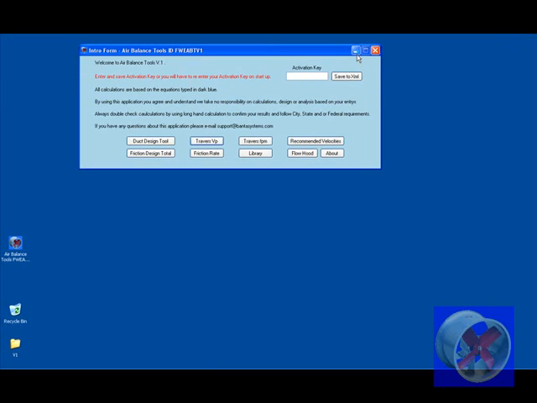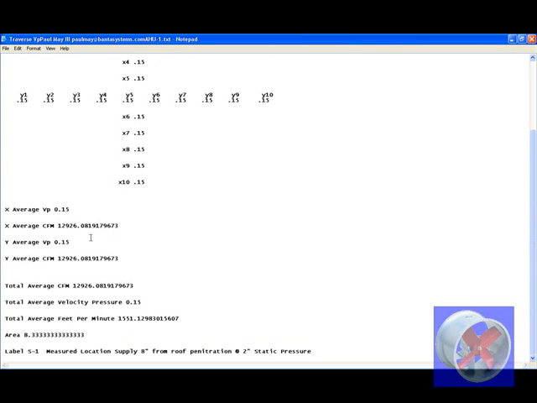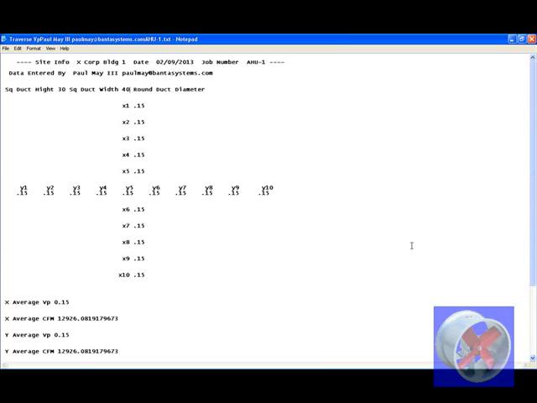So now if we take a look at the report, we have all the site information, date, job number, who entered the information, and in this case it's the square duct. We don't have a round duct diameter here, so it's obviously 30 by 40. We have a square duct 30 by 40 inch. Our average velocity, CFM, for our X and Y axis, our total CFM, total velocity pressure, total average feet per minute, our area, and the label, where the reading was taken, and what type of static we had on that duct.